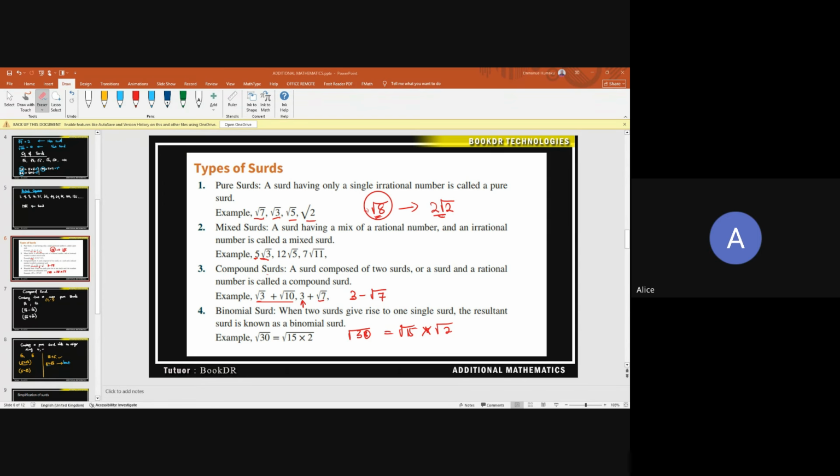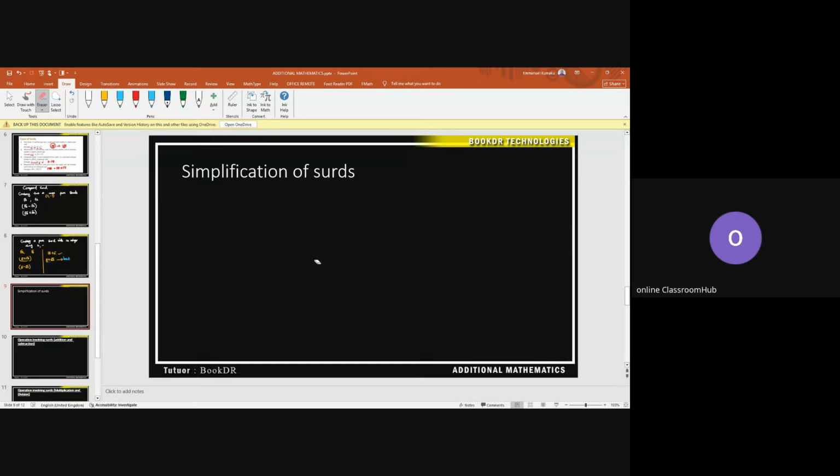A little recap, then move on. So we have types of sets. We have the pure sets, the mixed sets, the compound sets, and the binomial sets. So we're moving on to the next session, and that is going to be simplifying sets, simplification of sets.